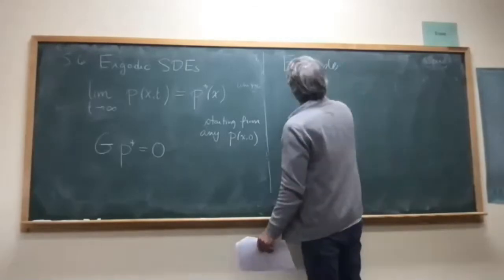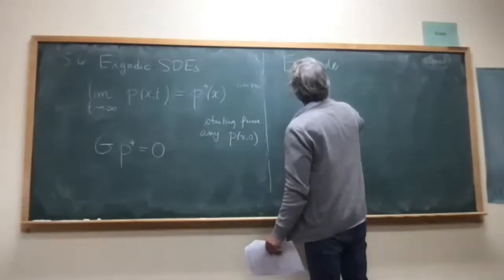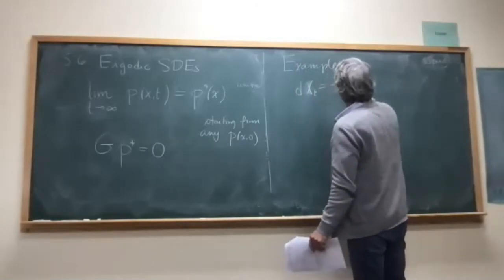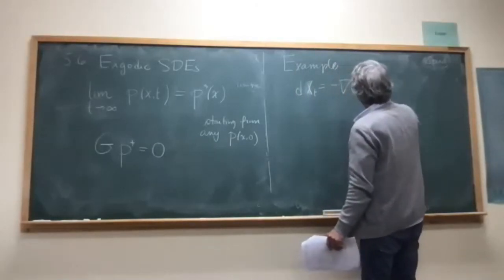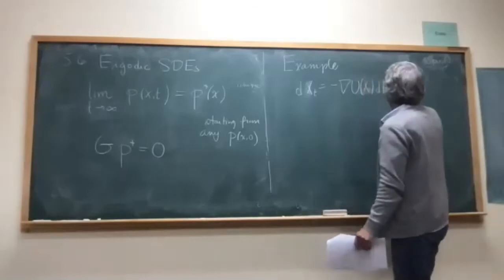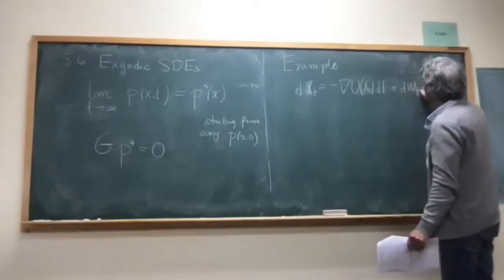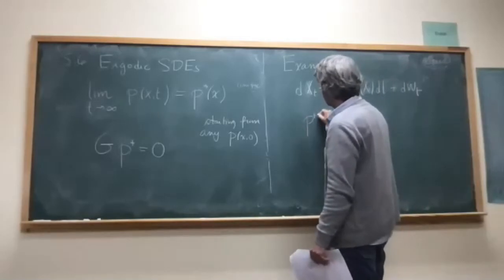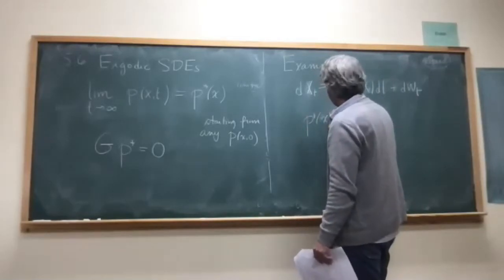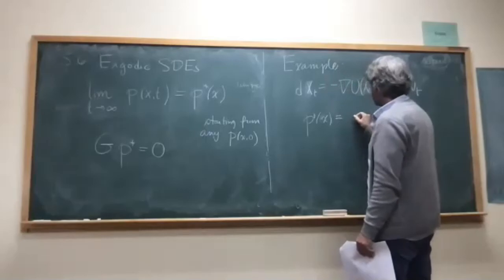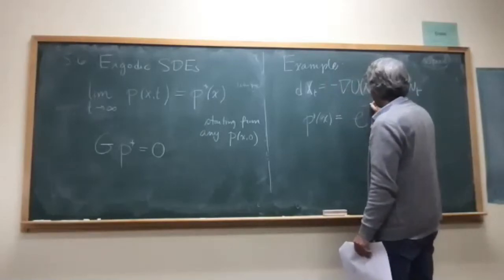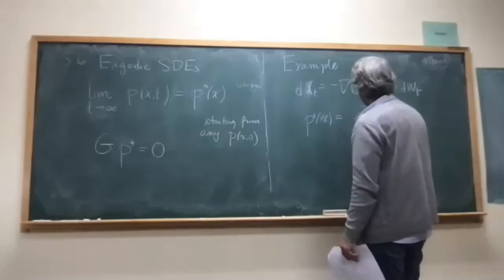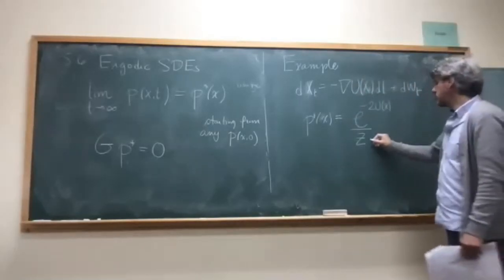If you start with dx_t equal to minus the gradient of some potential U, plus dw_t, then you can check from the Fokker-Planck equation that the P star for this is the exponential of minus 2U, divided by some constant, which is the normalization constant. So that's just the normalization.